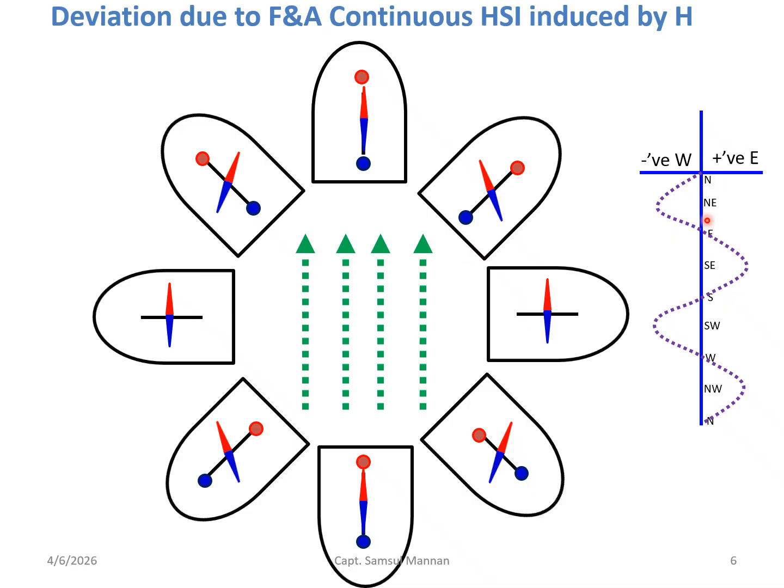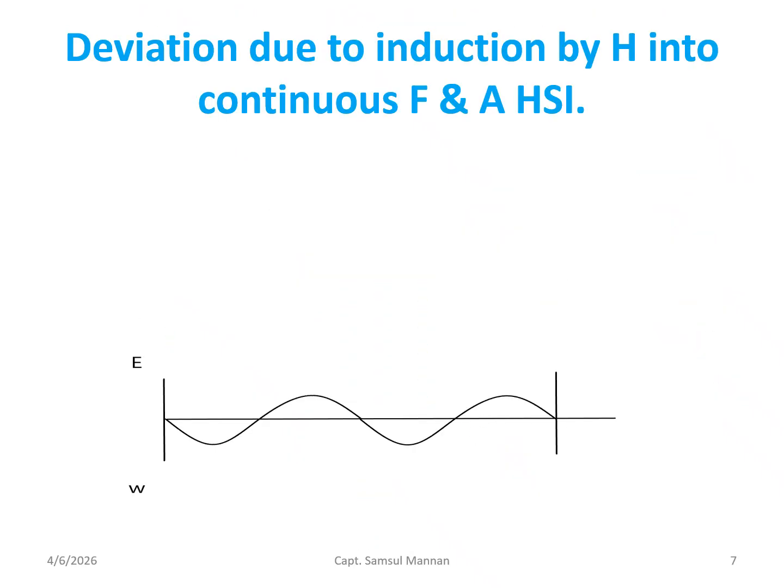So what is this graph called? This graph is called the sine 2 theta curve, right? So from this curve and from this slide, we understand that the fore and aft continuous HSI induced by jet follows a sine 2 theta curve, right?